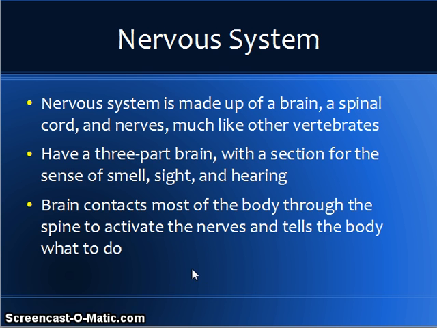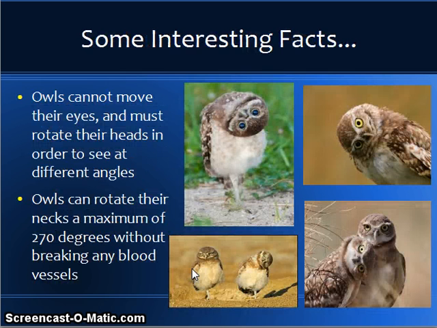And now that we're done with all the systems, now it's time for interesting facts. Interesting fact number 1, owls cannot move their eyes. They can't move their eyes at all and can only rotate their heads in order to see different angles. Like these pictures show right here, they can rotate their necks a maximum of 270 degrees without breaking any blood vessels and without cutting off circulation of blood to their head.